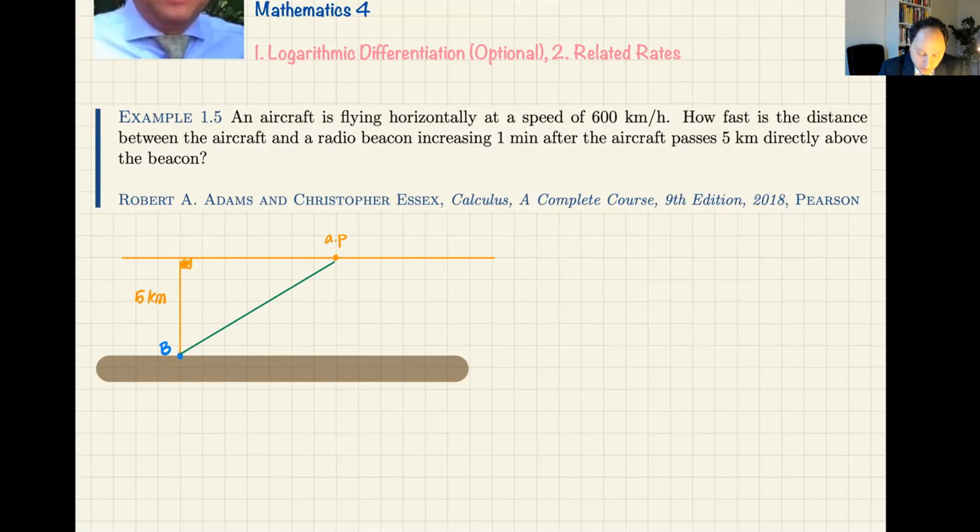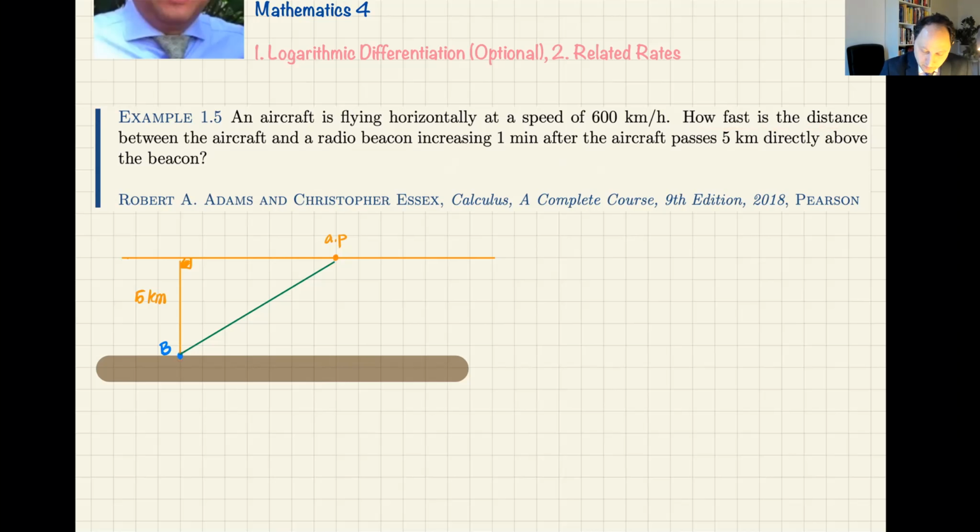Okay, so I want to find how fast this distance is changing. So how should I solve the problem? Do you have any idea? What is your target function here? Because otherwise, if you don't think in this way, you will be completely confused and lost. You shouldn't be scared of the problem. It's not clear in the beginning, but you need to read the problem and see how fast is the distance between the aircraft and a radio beacon. Okay, this distance is the target function.